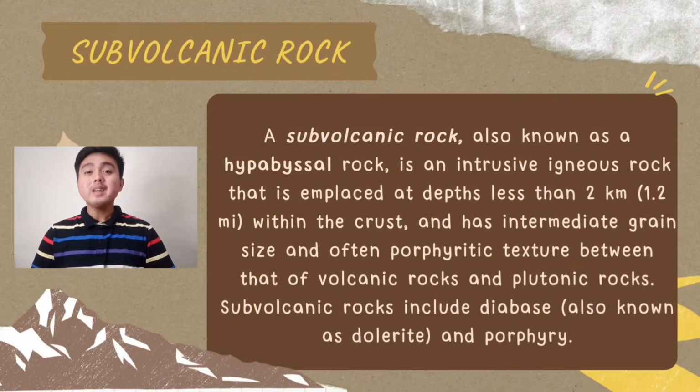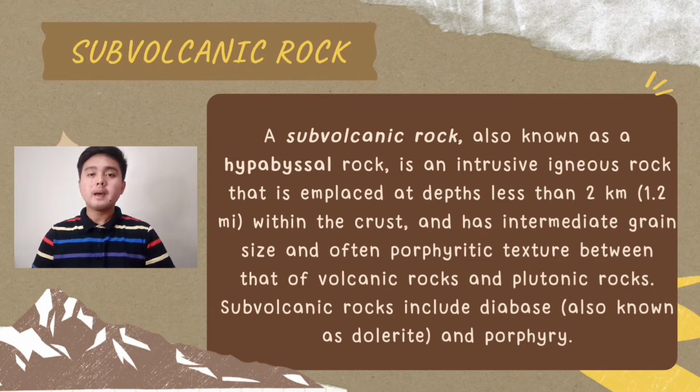A subvolcanic rock, also known as hypabyssal rock, is an intrusive igneous rock that is emplaced at a depth of less than 2 km or 1.2 miles within the crust, and has intermediate grain size and often porphyritic texture between that of volcanic rock and plutonic rock. Subvolcanic rock includes diabase, also known as dolerite, and porphyrite.